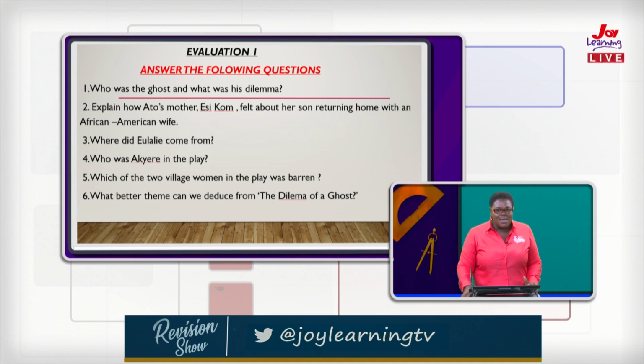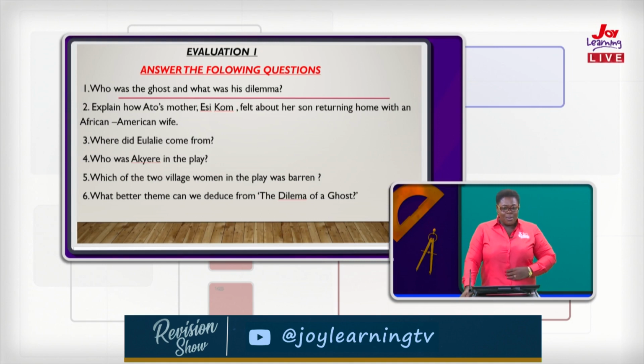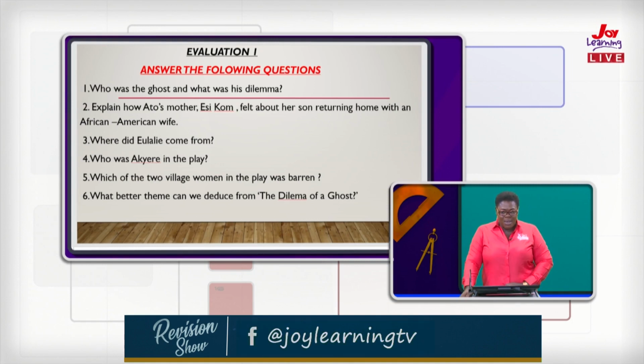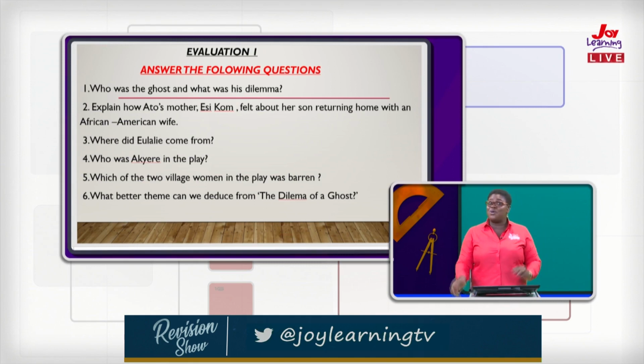The ghost was Ato. Okay. And the dilemma was, after he had slapped Eulalie and she left, he went to inform his mother in the night, but then his mother and the younger mother were asleep. Okay. All right. Thank you very much. I think you're on the right path. I clap for you. Thank you so much.